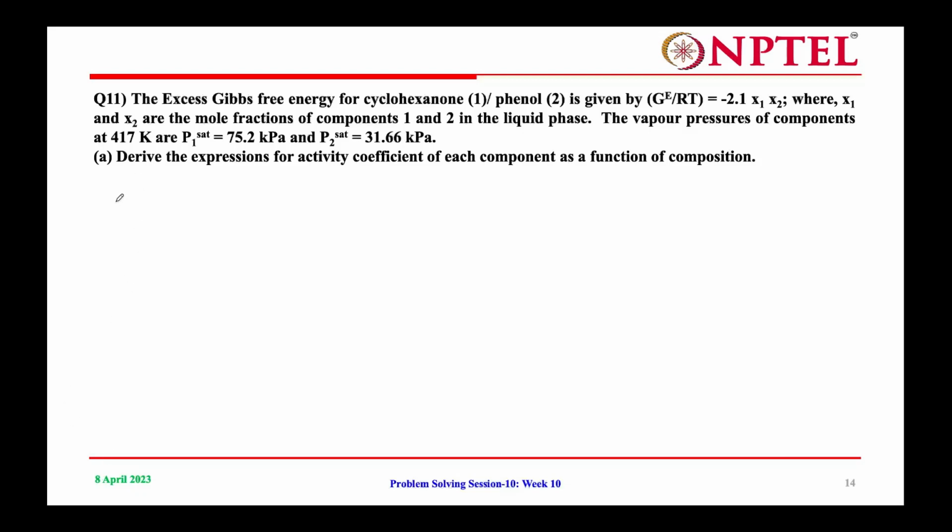Moving to question number 11. The excess Gibbs free energy for cyclohexane and phenol is given by GE by RT equal to minus 2.1 x1 x2, where x1 and x2 are the mole fractions of the components in the liquid phase. The vapor pressures of the components at 417 Kelvin are P1 sat equal to 75.2 kilopascal and P2 sat 31.66 kilopascal. Now here it is asked to derive the expression for the activity coefficient of each component as a function of the composition.